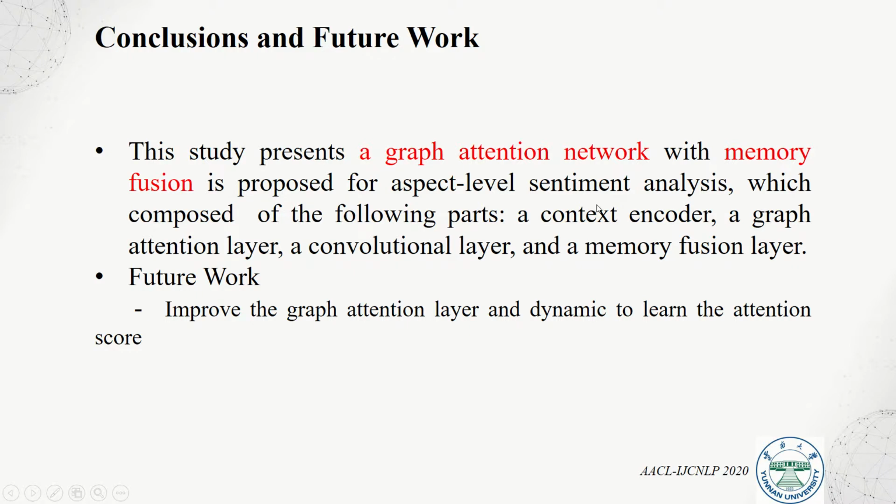Conclusions and future work. This study presents a graph attention network with memory fusion for aspect sentiment analysis, which is composed of the following parts: a context encoder, a graph attention layer, a convolutional layer, and a memory fusion layer. For future work, we want to improve the graph attention layer and dynamically tune the attention scores.